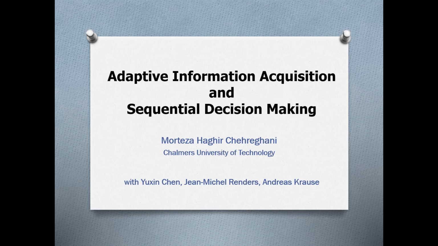I'm Morteza Haghir Chehreghani from Chalmers University of Technology. Today I'm going to talk about adaptive information acquisition and its use for sequential decision making in AI. This is a joint work with Yushin Chen from University of Chicago, Jean-Michel Renders from Naver Labs Europe, and Andreas Krause from ETH Zurich.